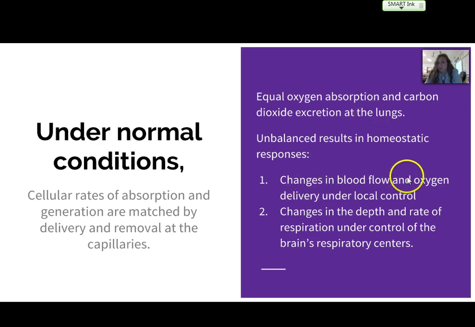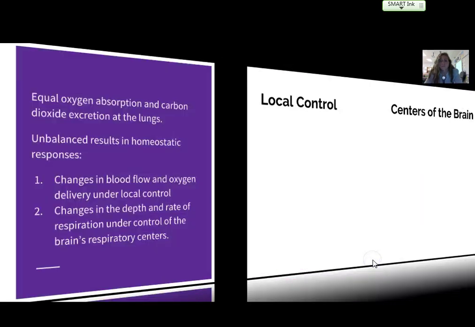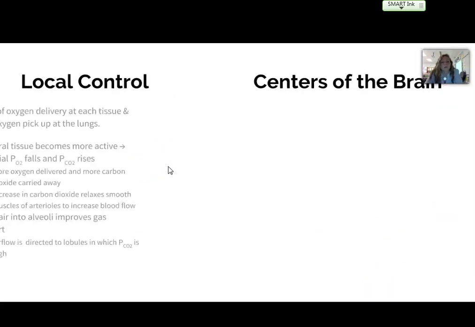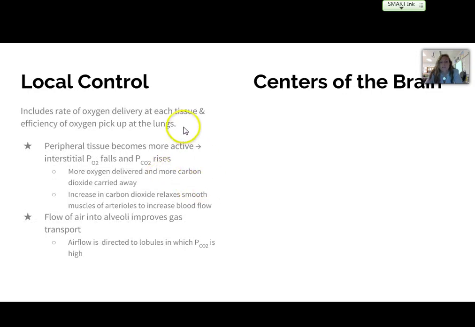This might be a change in blood flow and oxygen delivery. This could be a change in depth and rate of respiration. The blood flow and oxygen delivery is local control, while the depth and rate of respiration is under our brain's respiratory center control. Our local control includes the rate of oxygen delivery, like I just said, and the efficiency of pickup by the lungs. So as peripheral tissues become more active, our interstitial partial oxygen pressure is going to fall while our carbon dioxide pressure is going to rise.